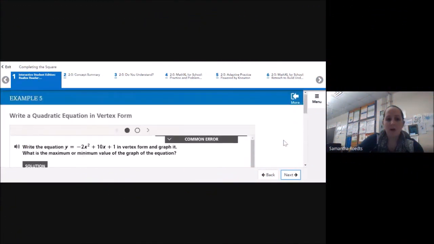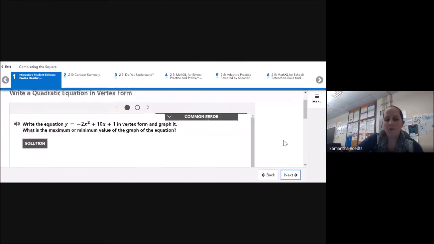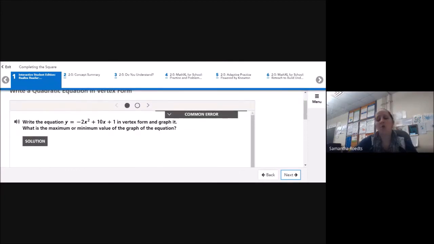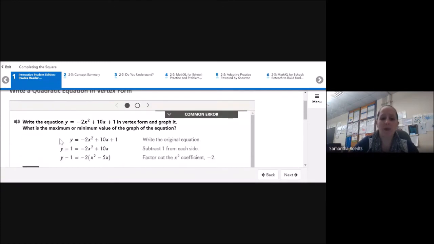All right, so example 5, write a quadratic equation in vertex form. So I want to write the equation y equals negative 2x squared plus 10x plus 1 in vertex form and then graph it. What is the maximum or minimum value of the graph of the equation? So y equals negative 2x squared plus 10x plus 1. I want to subtract 1 from both sides. So y minus 1 equals negative 2x squared plus 10x. So I factor out that negative 2: negative 2 times x squared minus 5x.